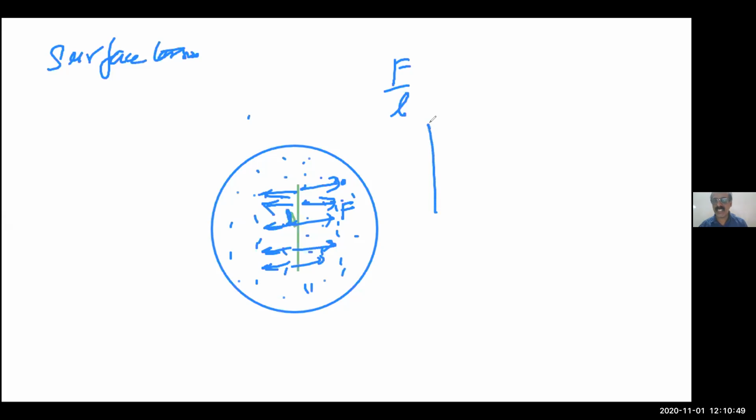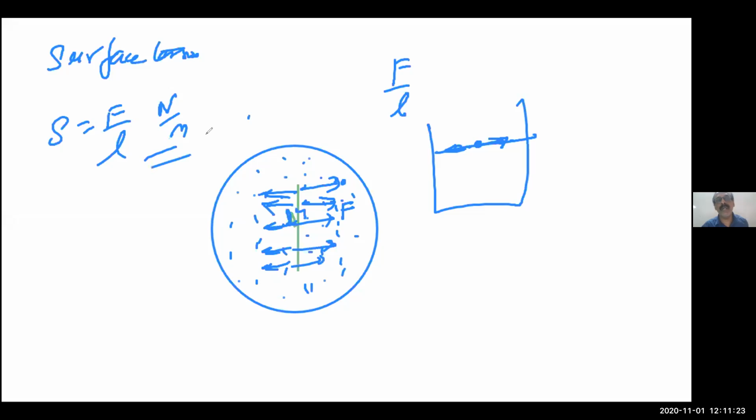Clear? That means if this is the top view, from the side, if you look, molecule here, molecule here. The line is here. So the molecule will be attracted here, the molecule will be attracted here. So this is along the surface. So we can say surface tension is the tangential force acting perpendicular to the imaginary line, per unit length. So surface tension is defined as F by L, newton per meter. You understood?